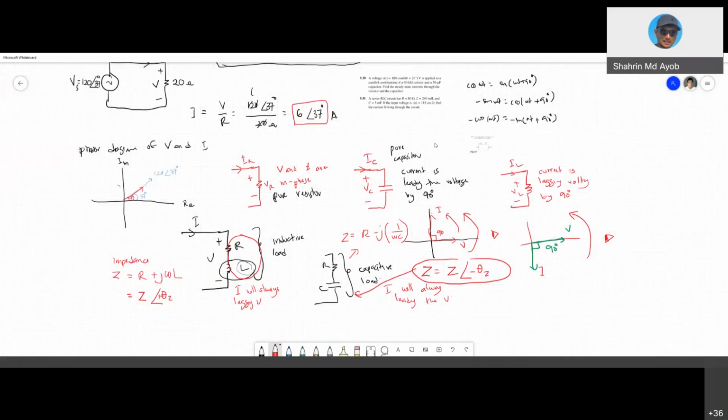Okay, this is a fundamental component that you need to know: the relationship between the current and the voltage across the loads.